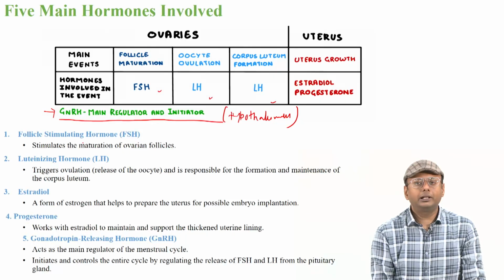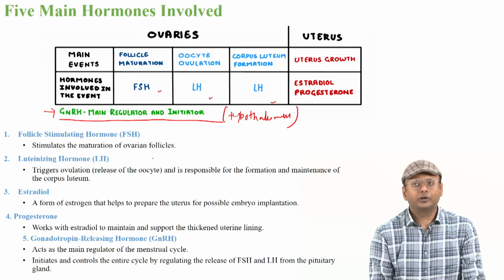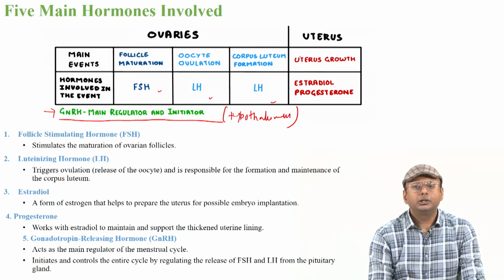The first one is the follicle stimulating hormone. This stimulates the maturation of the ovarian follicles. Then there is the luteinizing hormone, which has a very crucial role in terms of oocyte ovulation. It is also very important in terms of estradiol, or estrogen, synthesis. LH also has a crucial role in corpus luteum formation. Then estradiol, a form of estrogen, helps prepare the uterus for possible embryo implantation.